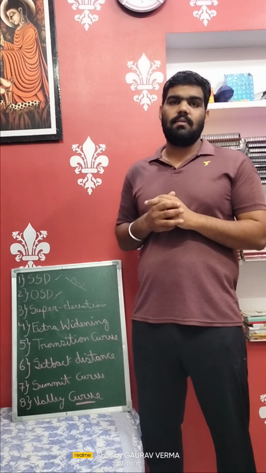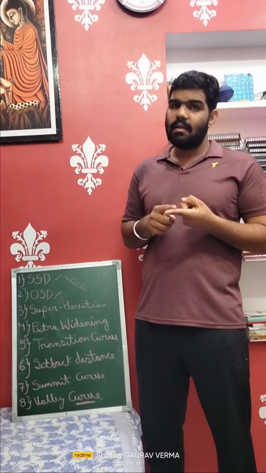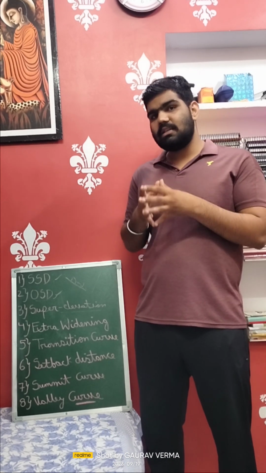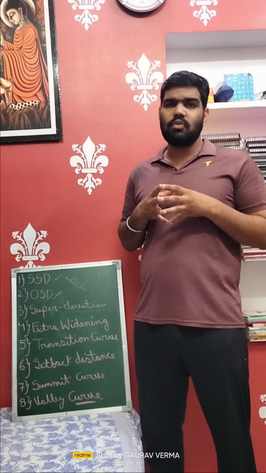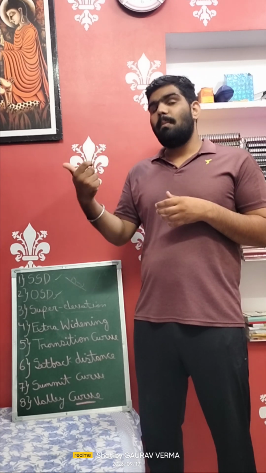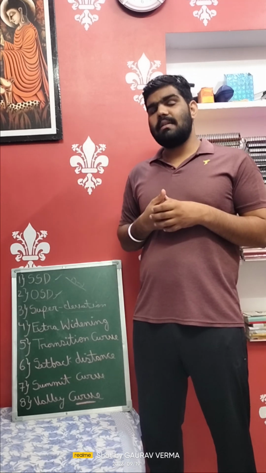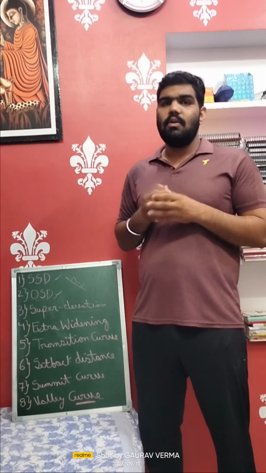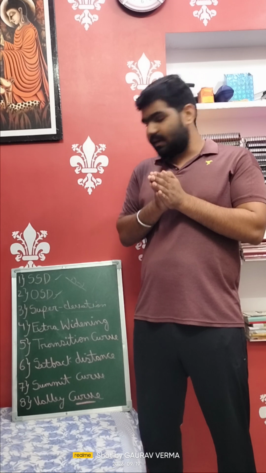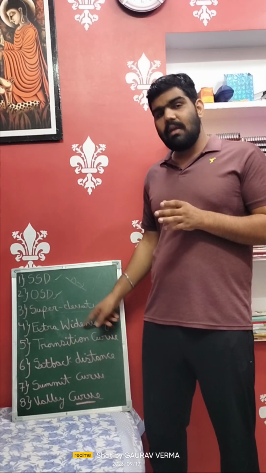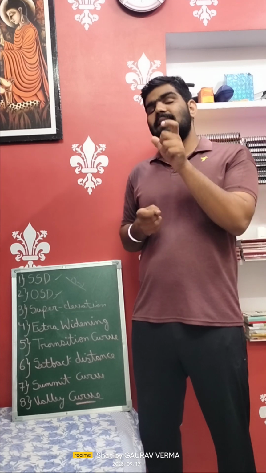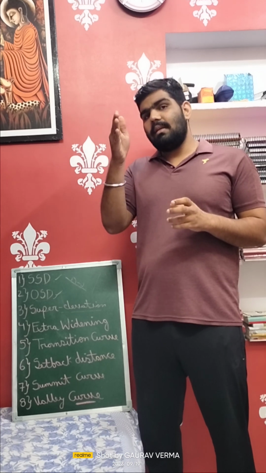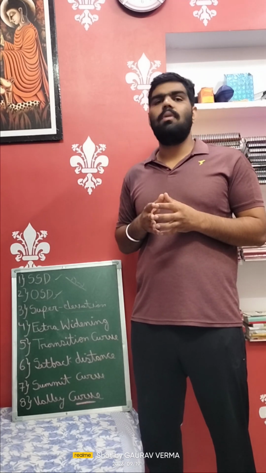Now our fourth topic is extra widening. There are two types of extra widening: mechanical extra widening and psychological extra widening. The formula of mechanical extra widening is nl square upon 2R. And the formula of psychological extra widening is V upon 9.5 root R. When we add these two types, we get our extra widening: nl square upon 2R, that is mechanical extra widening, plus V upon 9.5 root R.